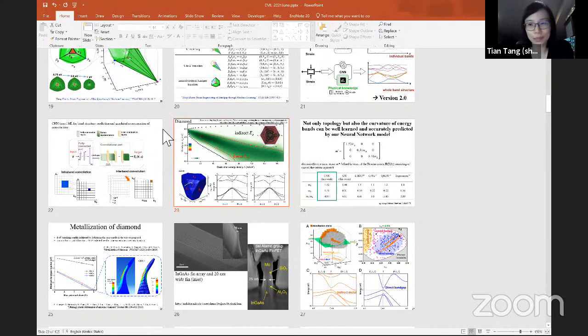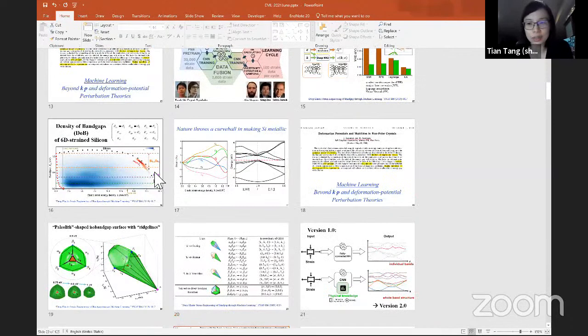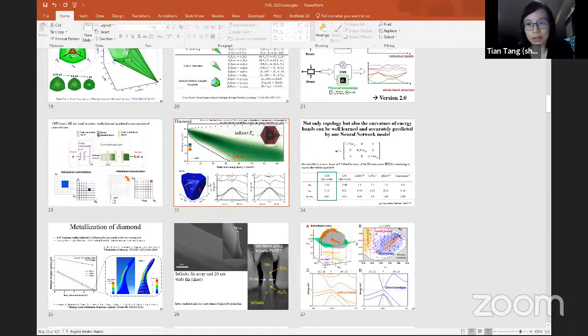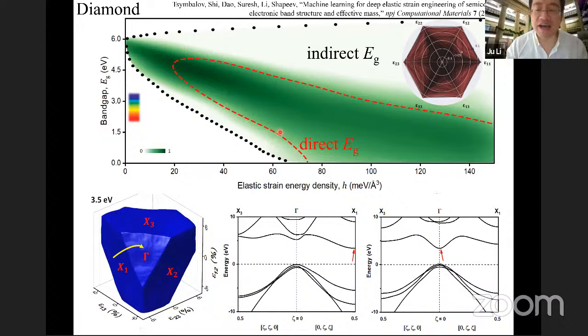And when you did the machine learning study, did you use the individual strain components as your descriptor or the strain energy density? Yeah, totally. So this is just for quick visualization, for humans to visualize.